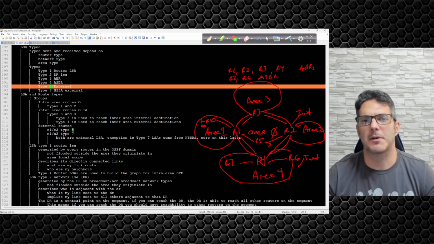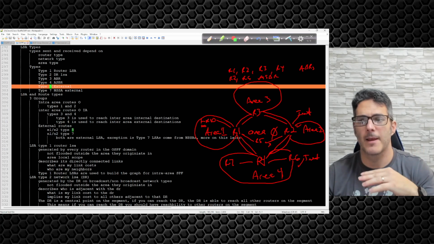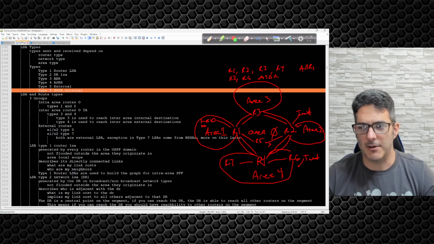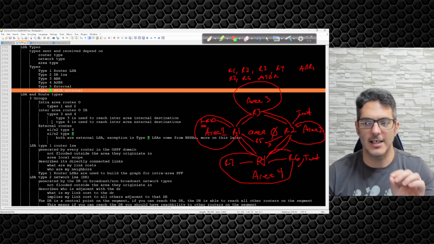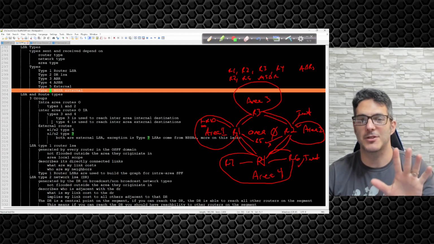One of the things I came to find out was that Type 4 and Type 5 LSAs both point to outside of the OSPF domain. Type 4 and 5 LSAs are not allowed in stubby areas, whether it's stubby, totally stubby, or not-so-stubby. They are not allowed in stub area types. So, in order to fix that, Type 7 LSAs were created. A Type 7 LSA is identical to a Type 5 LSA, except you can't use a Type 5 in a stub area, so they came up with 7.